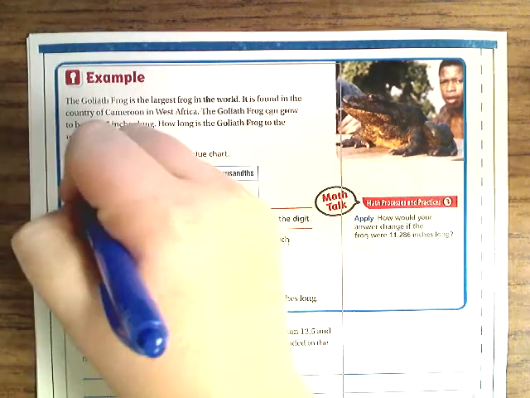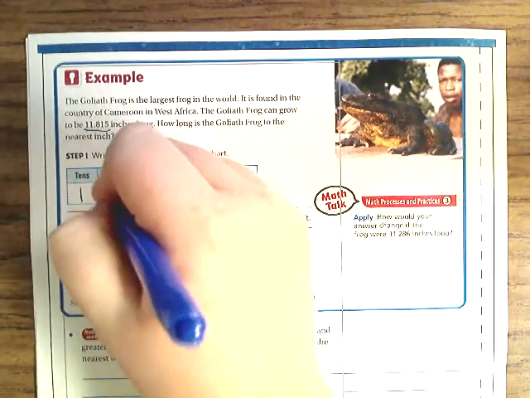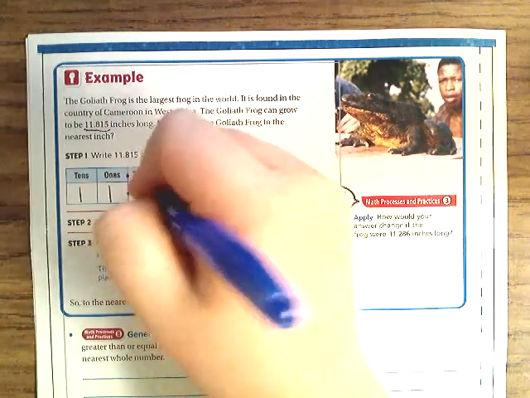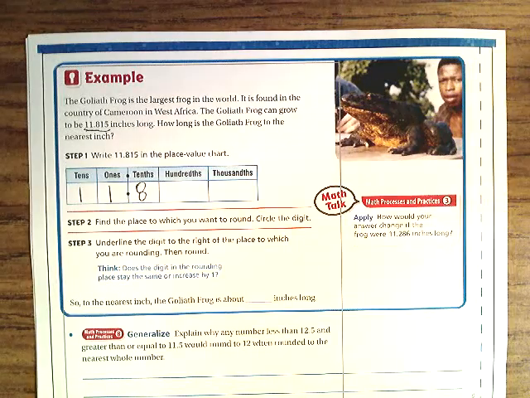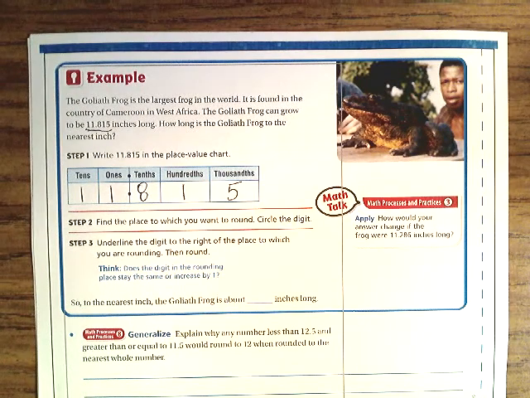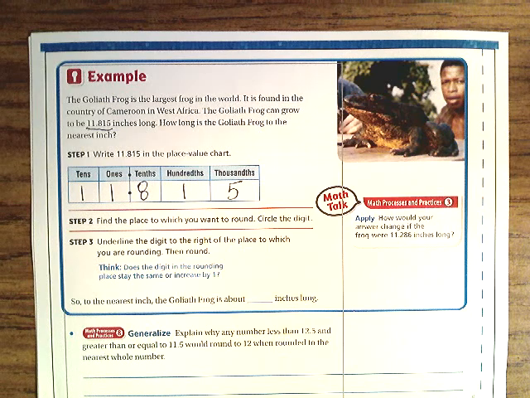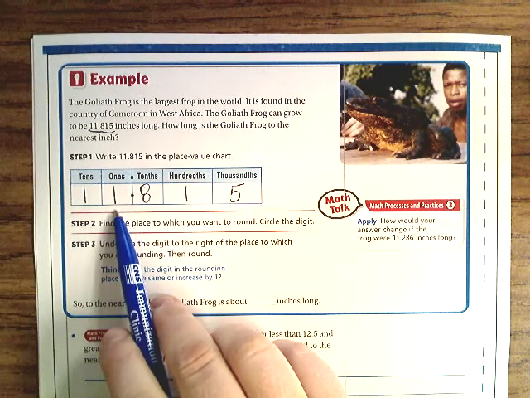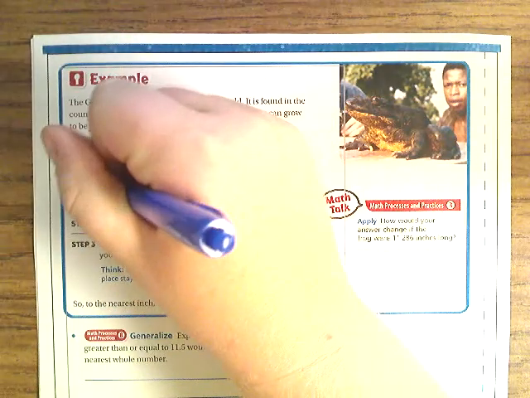So we have 1 in the tens place, 1 in the ones place, then we have our decimal point, then we have 8 in the tenths, 1 in the hundredths, and 5 in the thousandths place. So it says to find the place to which you want to round. So we're going to circle that digit. It already told us how long is the Goliath frog to the nearest inch. So we're going to look at our ones place here, and circle the ones place.